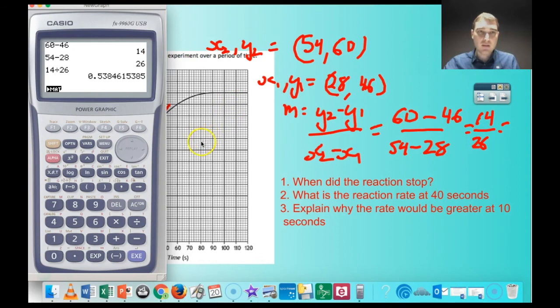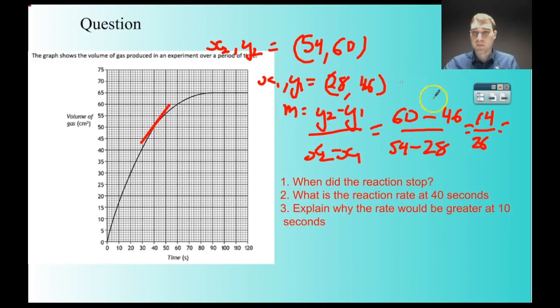So go to our calculator, 14 divided by 26, 7 on 13, which is 0.54. Now we've used two significant figures for this, so we'll go 0.54. Write the equals down here. So 0.54. Now, what's our unit here? It's going to be volume of gas, so cubic centimeters per second. Centimeters cubed per second. Okay, so that's our unit there.